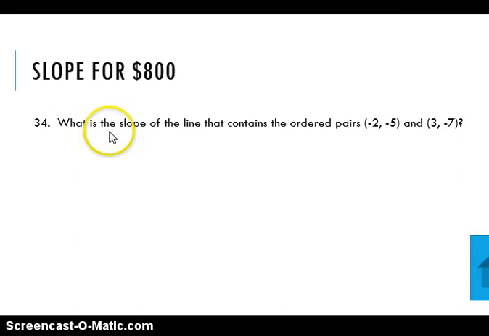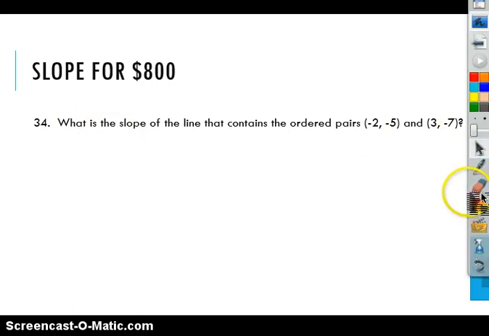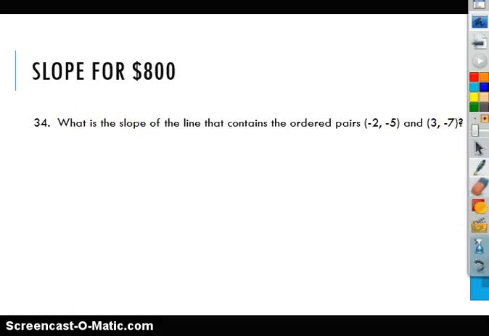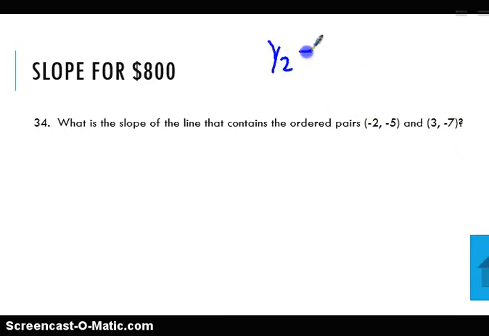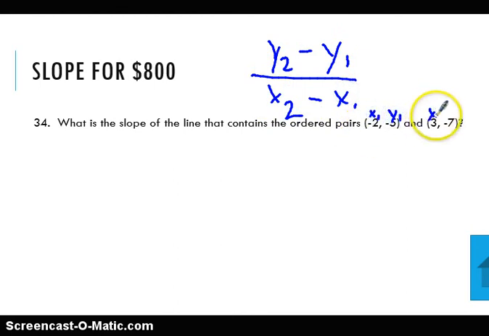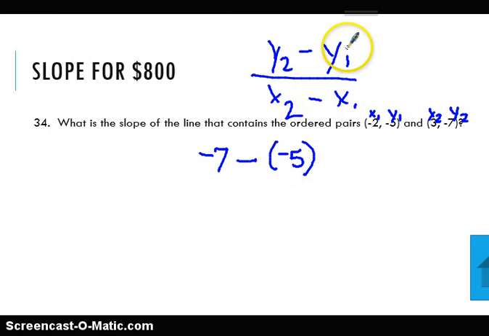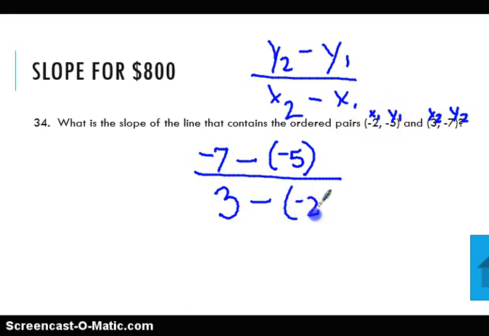Almost done. What is the slope of the line that contains the ordered pairs negative 2, negative 5, and 3, negative 7? So we're going to use that formula again. y sub 2 minus y sub 1 over x sub 2 minus x sub 1. And this is x1, y1, x2, y2. So y2 is negative 7. And then y1 is negative 5, so I'm subtracting a negative 5. Just plug it into this formula. Leave the subtraction signs. Alright, x2 was 3. Well, x1 is negative 2.